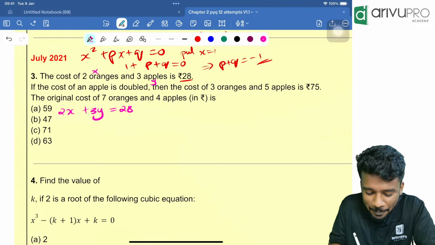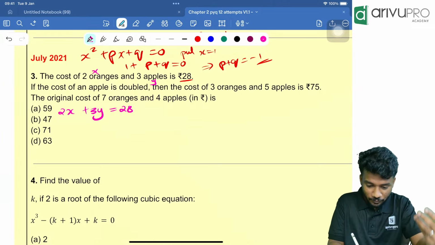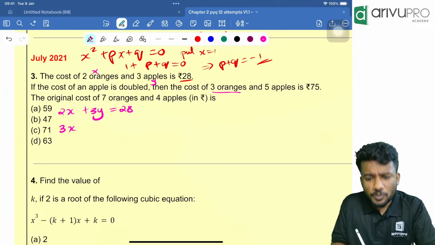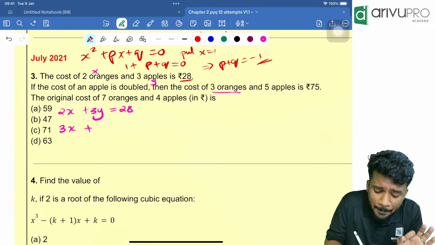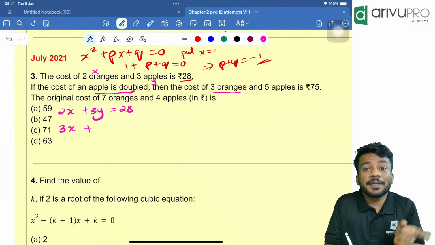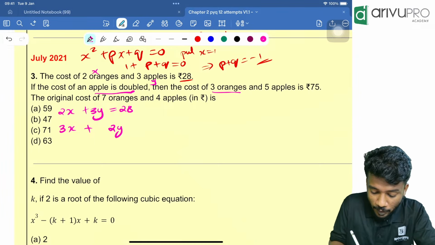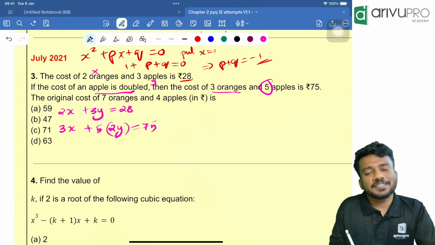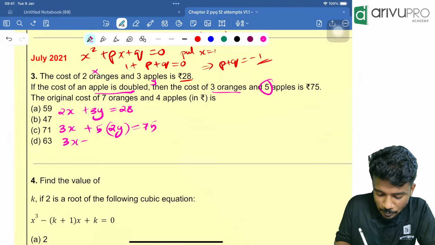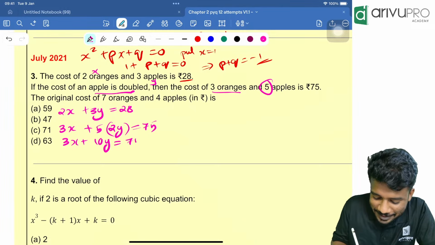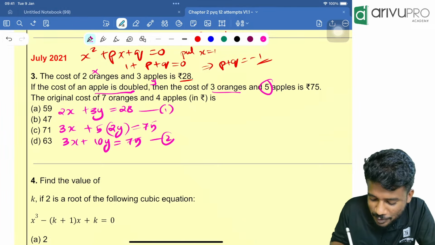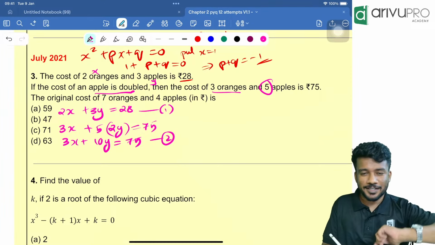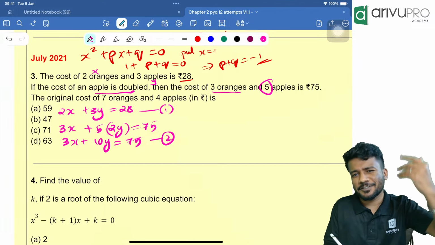Now if the cost of an apple is doubled, then the cost of 3 oranges, that means 3 oranges is how much? 3 into x plus, but cost of an apple is doubled means what? Y is becoming 2y. Then how many apples are there? 5 apples are there, which is equal to how much? 75. Now this is becoming what? 3x plus 10y, which is equal to what? 75. Equation 1, equation 2. I'll show you multiple methods of solving equations. I'll show you the shortcut in the next question. Here I will do with the normal way of solving using elimination.